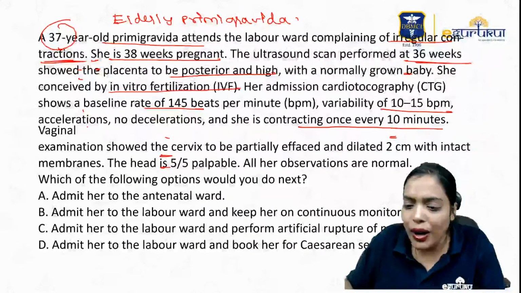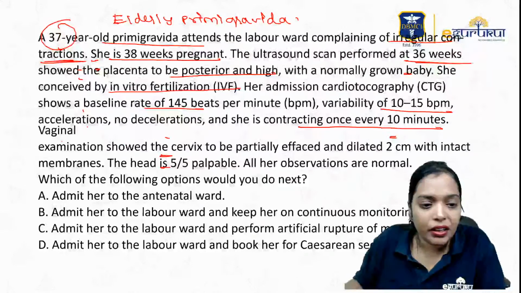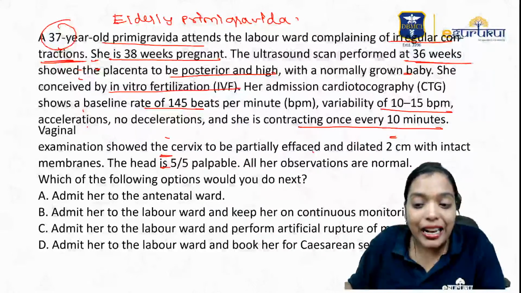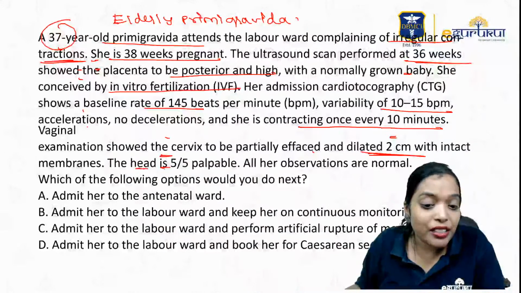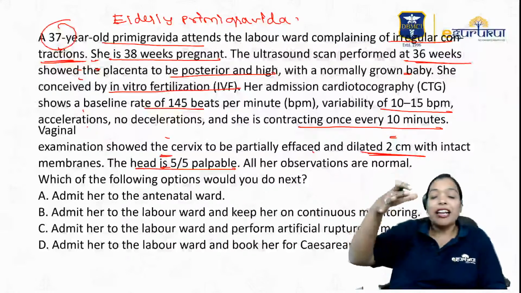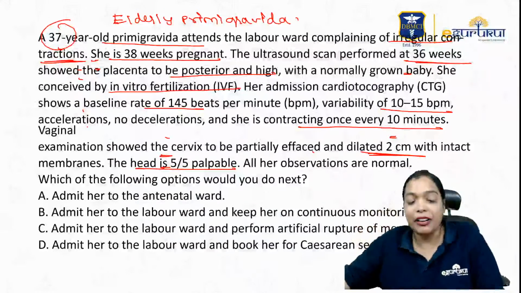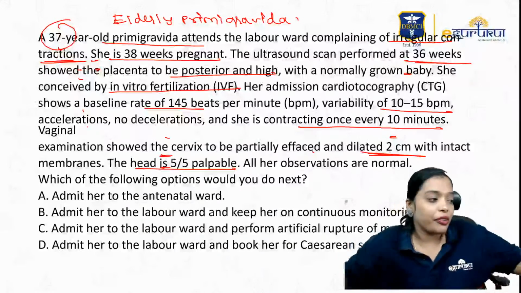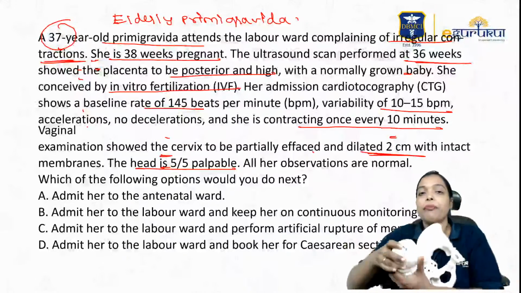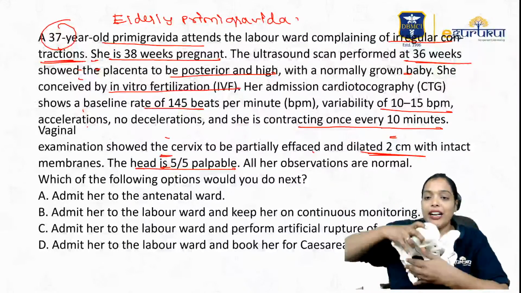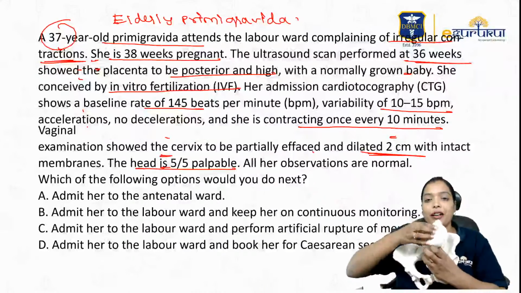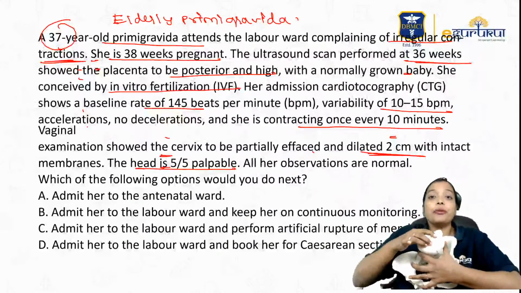She is contracting once every 10 minutes. Vaginal examination shows cervix to be partially effaced, dilated 2 centimeters with intact membranes. Head is 5/5 palpable. When the entire head of the baby is above the pelvic brim, you call it 5/5 palpable. So this is the pelvic brim, this is the baby's head. So when the entire baby's head is above the pelvic brim, then you call it 5/5 palpable.